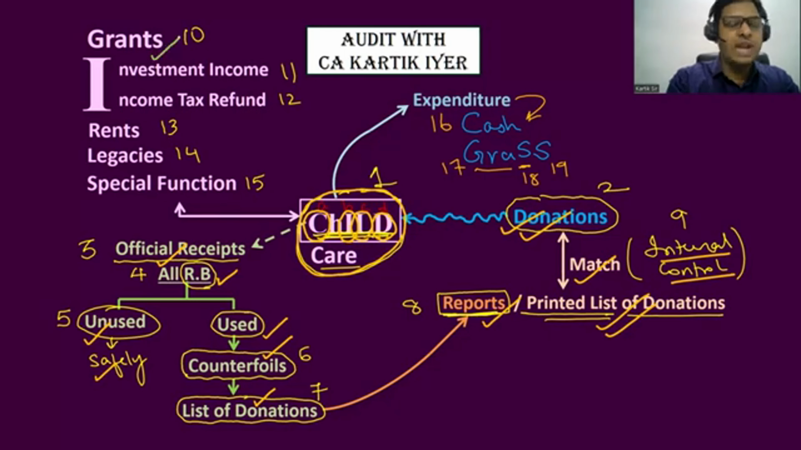Income can come in the form of grants, in the form of investment income, in the form of income tax refund, rental income, legacies. Legacies से पैसा आ सकता है. A person who is on his deathbed can say that okay, after I die, this much part of the will should go to this charitable institution.